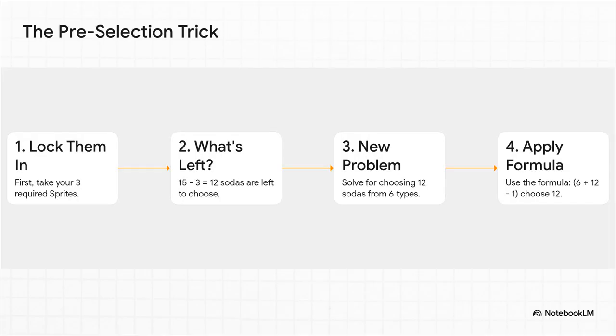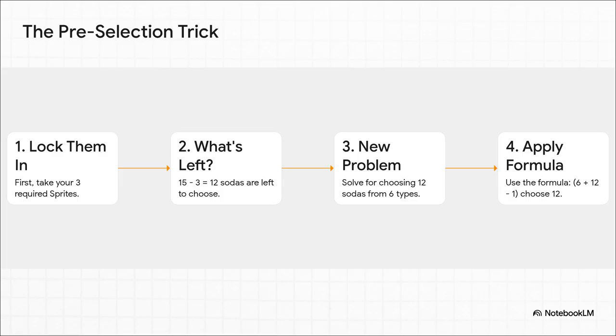This is where a little something I call the pre-selection trick comes in handy. If we have to get 3 Sprites, let's just do it first. We take 3 Sprites and lock them in, put them in our basket right away. So now, instead of needing to choose 15 sodas, we only have 12 left to choose. Our n, the number of types, is still 6, but our r, the number we're choosing, is now just 12.